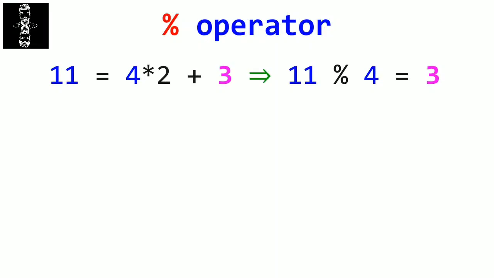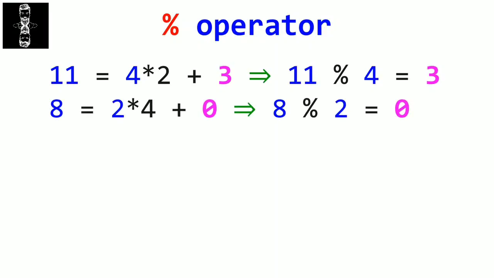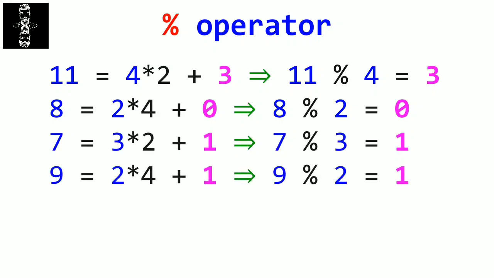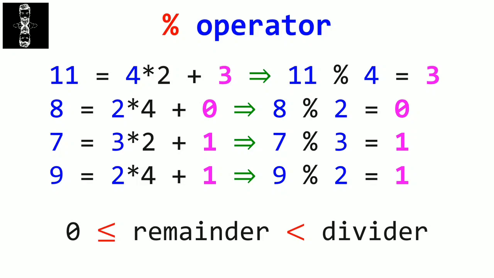The remainder of 8 by 2 is 0. The remainder of 7 by 3 is 1. The remainder of 9 by 2 is 1. Note that we can use the modulus operator only with integers. We can't do it with floating point numbers. And also, the remainder is always greater or equal to 0 and smaller than the divisor.